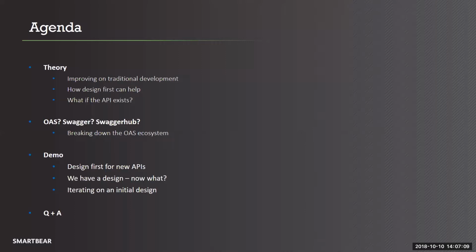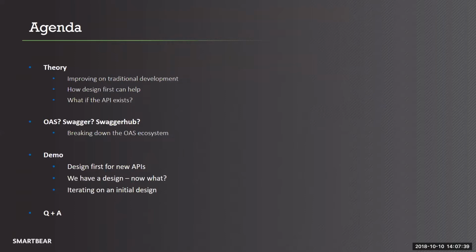We'll talk a little bit about OpenAPI, SwaggerHub, some of the different components of the OpenAPI ecosystem. We'll talk a little bit about the difference between 2.0 and 3.0 and how it's evolved over the past couple of years. And then we'll get into a demo. So we'll design a new API from scratch. We've got a little use case that we'll put together here and map out. We'll take that design and flesh it out a little bit in the editor.